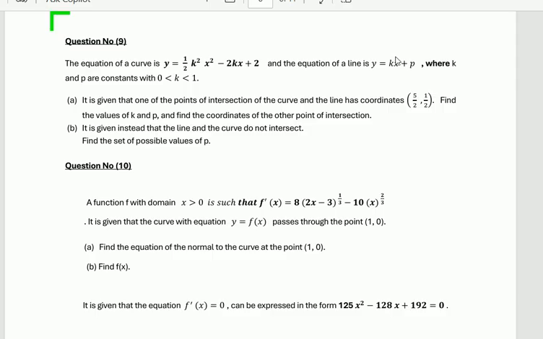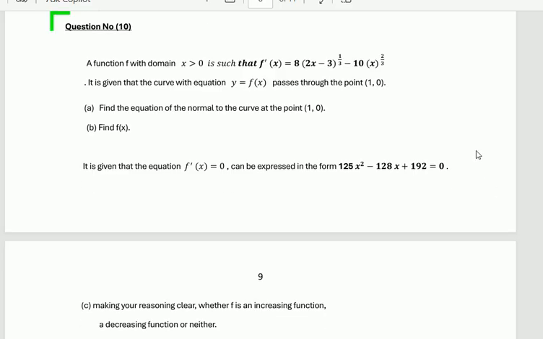Part A, it is given that one of the points of intersection of the curve and the line has coordinates (5/2, 1/2). Find the values of k and p and find the coordinates of the other point of intersection. Part B, it is instead given that the line and the curve do not intersect. Find the set of possible values of p.